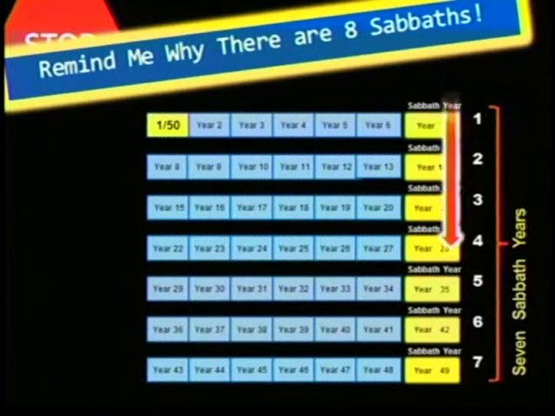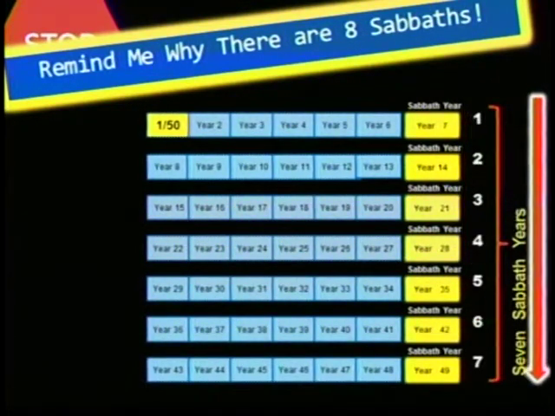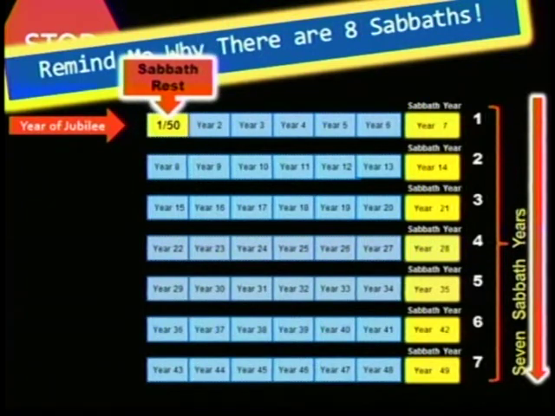Here you go. 7 Sabbaths in 7 years. 7 Sabbaths of 7 years. The year of Jubilee, the 50th year, was also a Sabbath rest. So you add your 7 together with the 50th year, which is also the first year of the next cycle, and you have a Sabbath rest. So you have now 8 Sabbaths in one complete cycle.